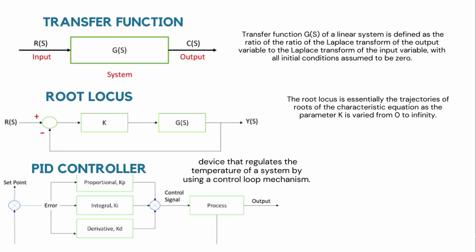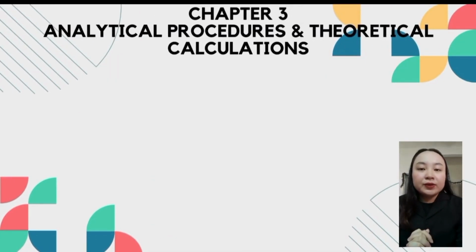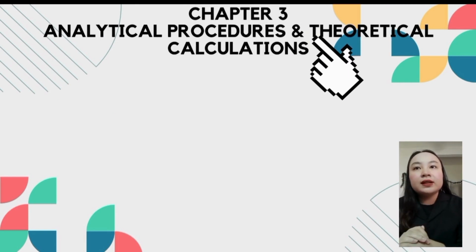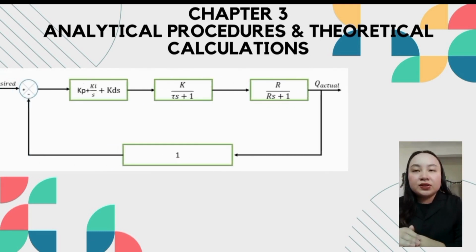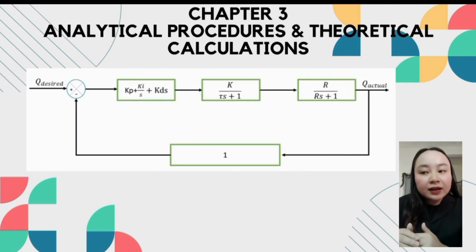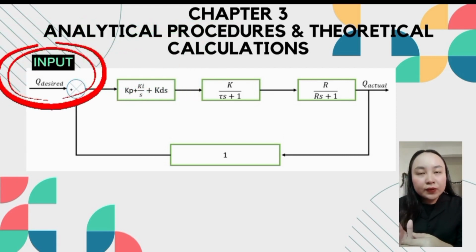Hi, my name is Raya Chelsea. Let's go to chapter 3, which talks about theoretical calculations and analytical procedure. As we can see from the picture, there is a block diagram where Q desired is the input and Q actual is the output.